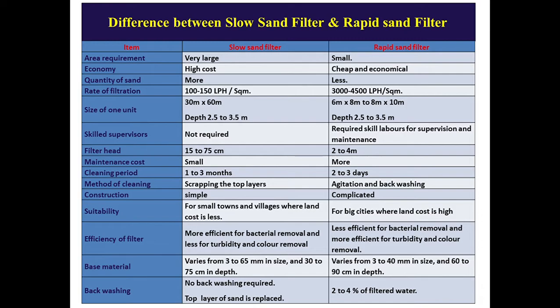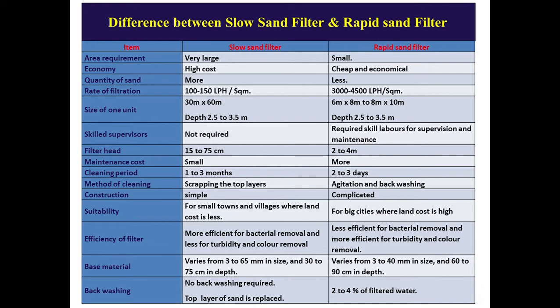Then, rate of filtration. In slow sand filter, the rate of filtration is about 100 to 150 liter per hour per square meter, whereas in rapid sand filter, the rate of filtration is about 3000 to 4500 liter per hour per square meter. Then, size of one unit.